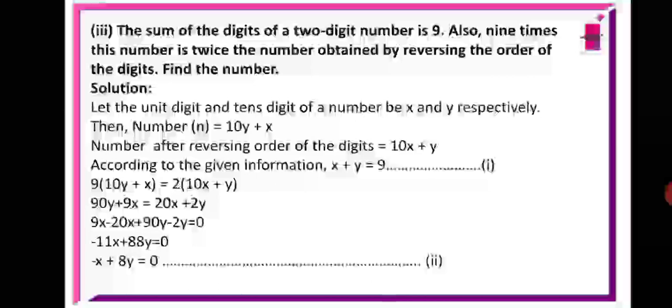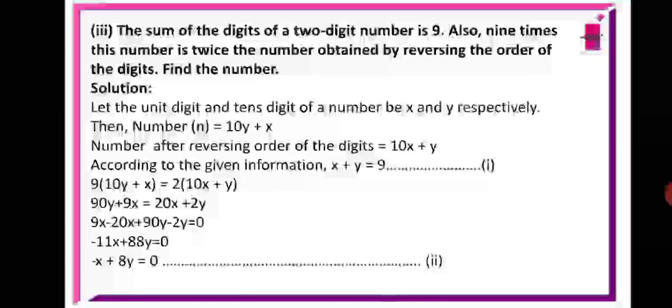So the tens digit is multiplied with 10. For example, if the tens digit is y, the value will be 10 into y. The units digit is x, and its value is x, because x into 1 is x only. So the entire number is 10y plus x. After reversing the order, you will get 10x plus y.